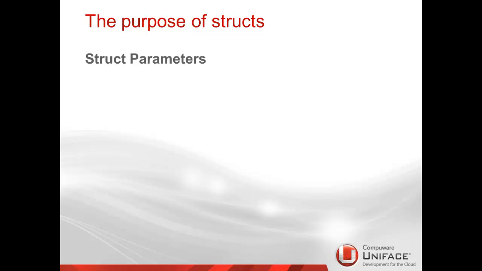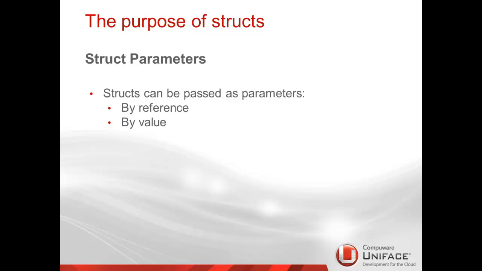Struct parameters. Structs can be passed as parameters by reference or by value. The content of a struct parameter is not a struct, but 0 or more references to struct nodes, just as it is for struct variables. This is in contrast to scalar data types, such as strings.